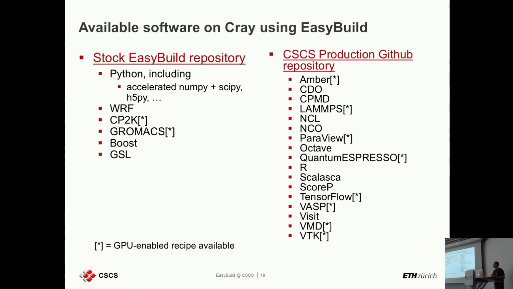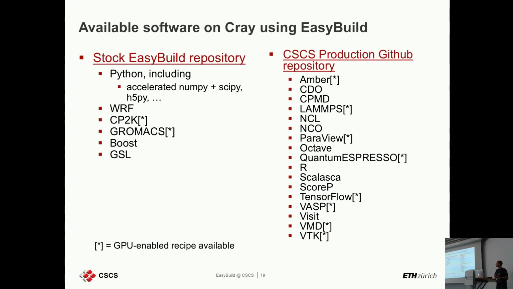So what do you get right now if you want to use EasyBuild on Cray? If you look at the stock repository, you can already find a couple of applications important to us: WRF, CP2K, GROMACS, and Python, which was our first use case, with all the accelerated NumPy and SciPy, which is largely used on our systems.